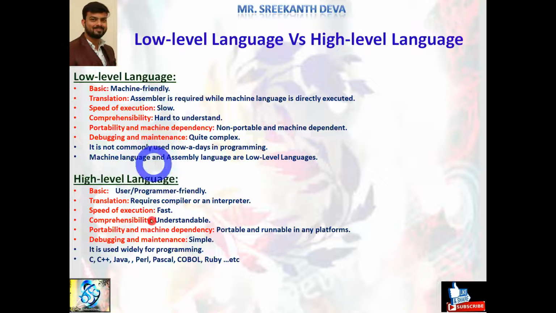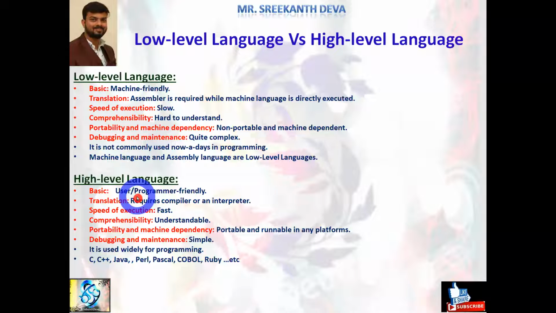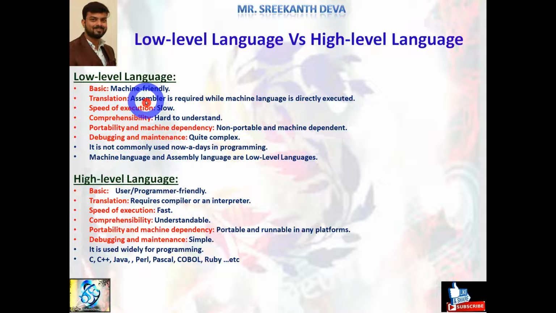But coming to high level language, high level languages come under third generation languages. Low level languages come under first and second generations. These high level languages are user or programmer friendly. See the translation here: a language translator is not required in machine level language, because the instructions are given directly in machine understandable language.